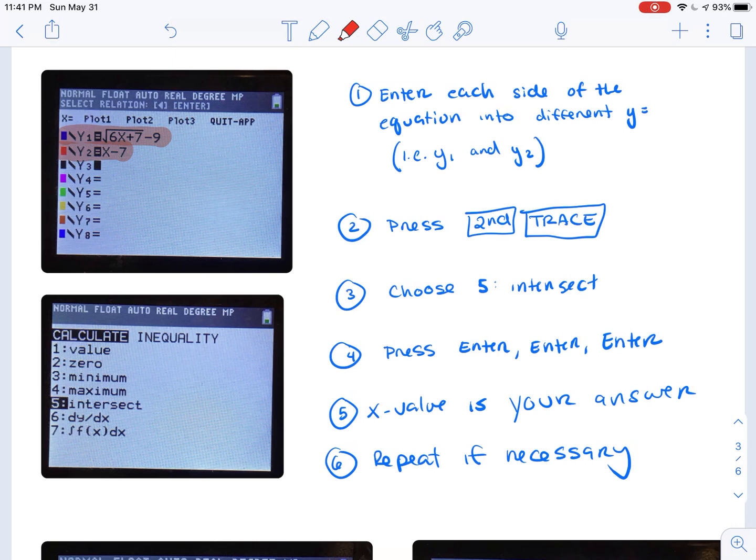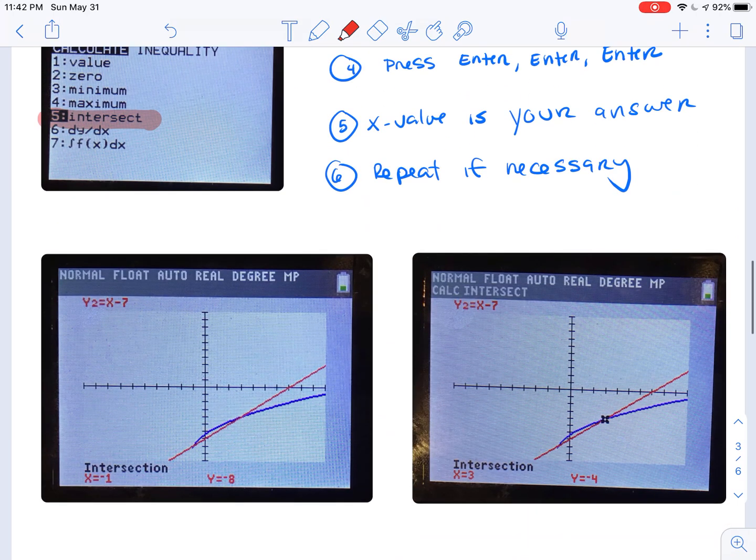Then we're going to go to second trace and choose option number 5, intersect. And we do that because we've now created a system of equations. Okay, now press enter, enter, enter. With the square root, you have to be careful if you're too close to the end. You may want to move the cursor a little bit, but it should be able to give you your point of intersection.